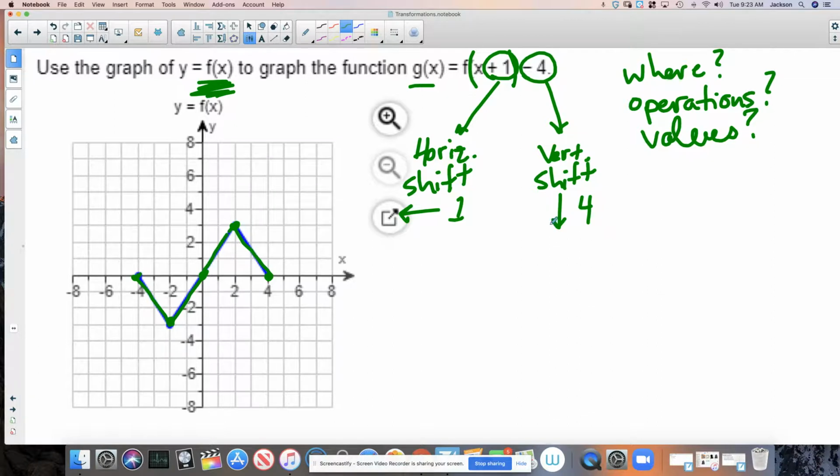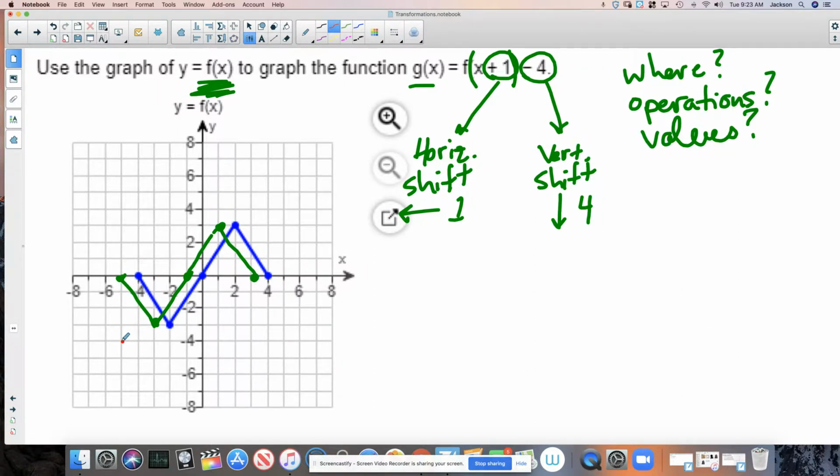Now, when it comes time to actually move this, follow the order of operations. Do what's inside the parentheses first. Please excuse my dear Aunt Sally, parentheses first. So we're going to take what's inside the parentheses and horizontally shift everything in this graph 1 unit to the left. Now we've shifted everything 1 unit to the left, and then everything is going to shift 4 units down. So let's do this a different way. We've moved everything 1 unit to the left. Let's move everything 4 units down.